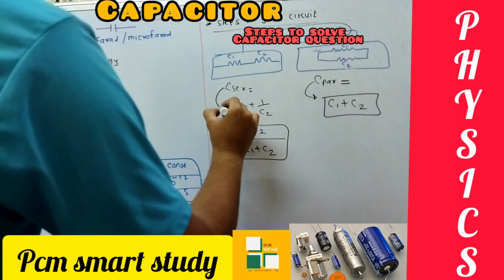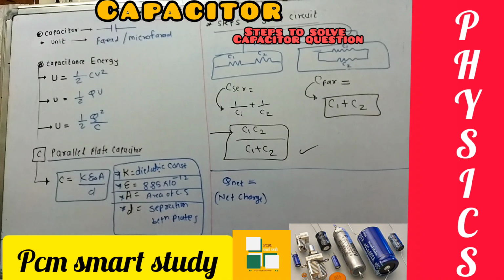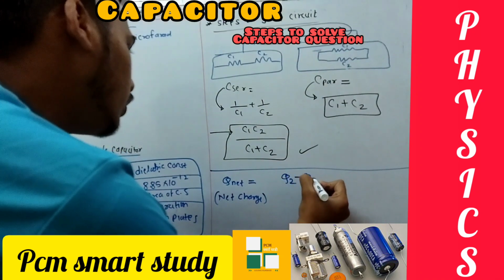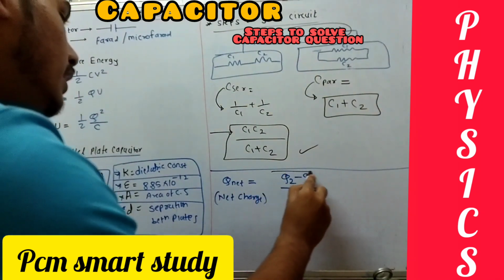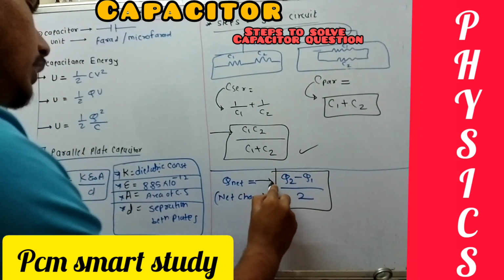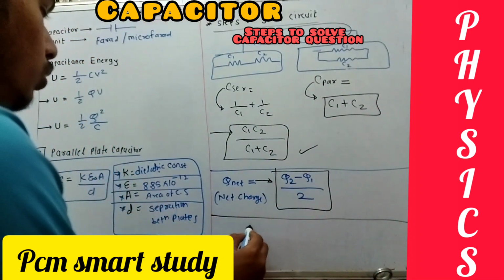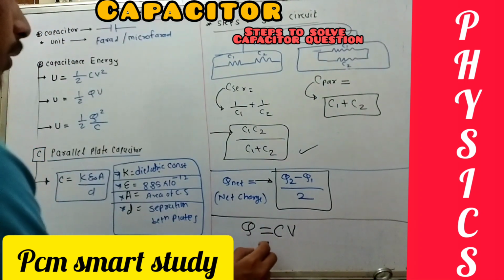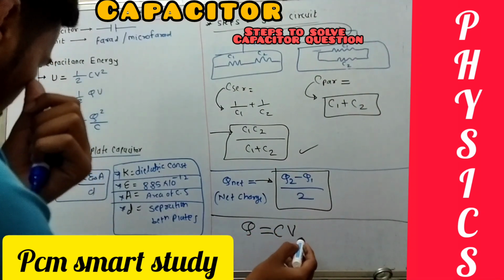Next is net charge, also known as total charge. How to find this net charge? Net charge is (Q2 minus Q1) upon 2. These steps we have solved. Then at the end, use Q is equal to CV, where Q is the charge, C is the capacitance, and V is the voltage. By following these steps, you can give the answer.